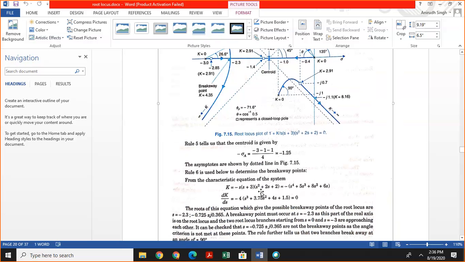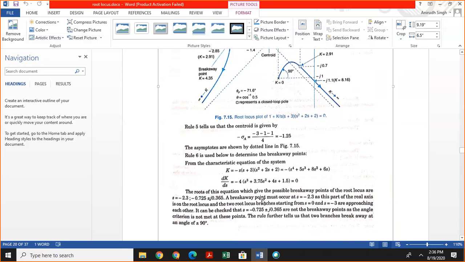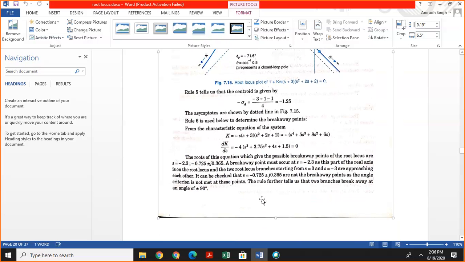And how can we calculate the breakaway point? First we form the characteristic equation. This is the characteristic equation, and differentiate this characteristic equation with respect to s. Equate this equation to 0, and calculate the roots of this equation. And these roots are the breakaway points.